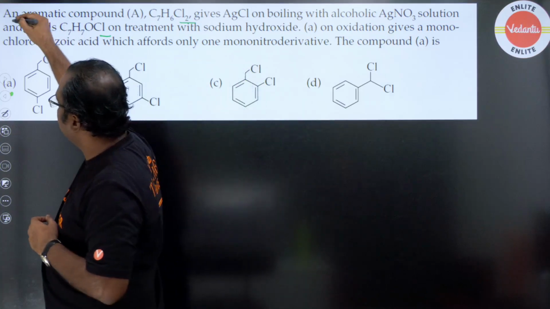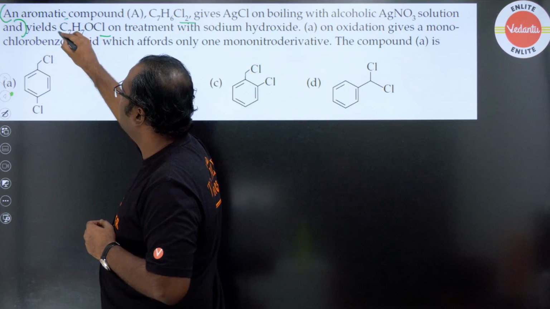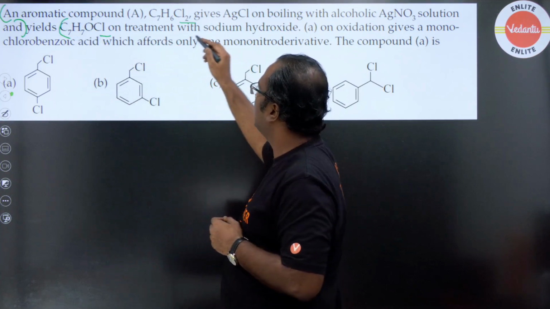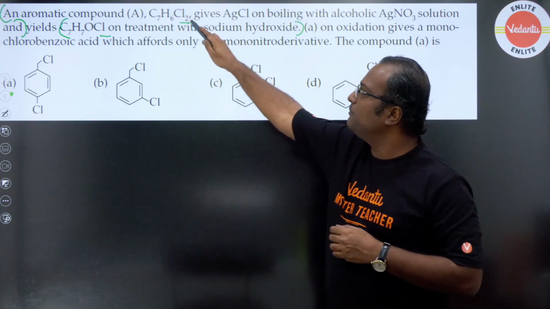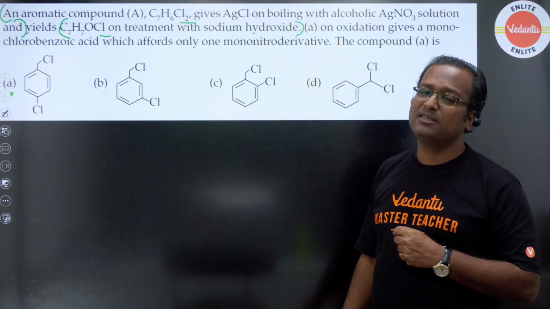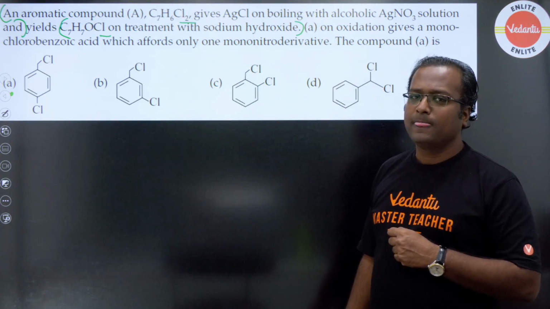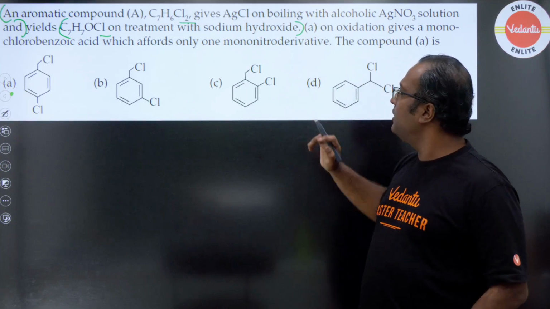That is part 1, and part 2 yields a C7H7OCl on treatment with NaOH. That means in this compound you have two chlorines but only one chlorine got substituted with NaOH. Let's try option elimination. Okay, we will read the rest of the question ahead, but let's try option elimination.